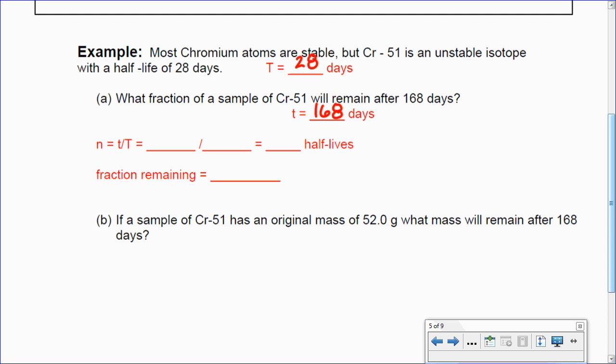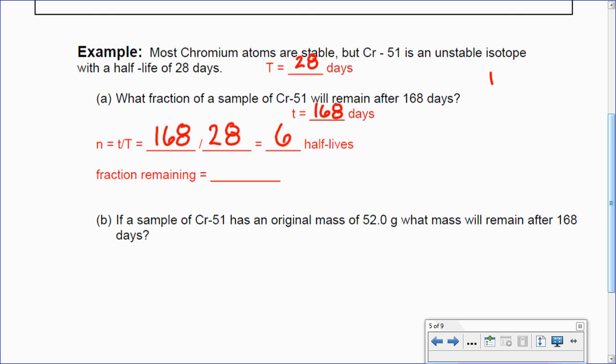So you've got to think, okay, if one half-life is 28 days and the total amount of time elapsed is 168, the number of half-lives is going to be 168, the total time, divided by 28. Let me get my calculator out here. 168 over 28, I'm thinking 6, but I'm not sure. 168 divided by 28 is 6. Yep, 6 half-lives have gone by.